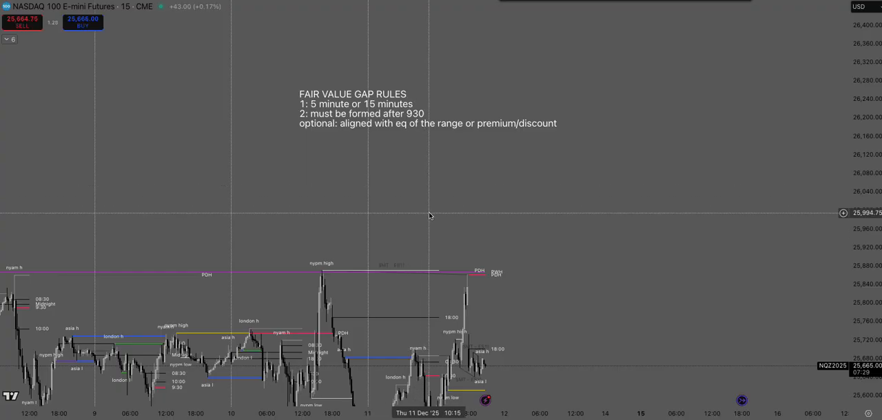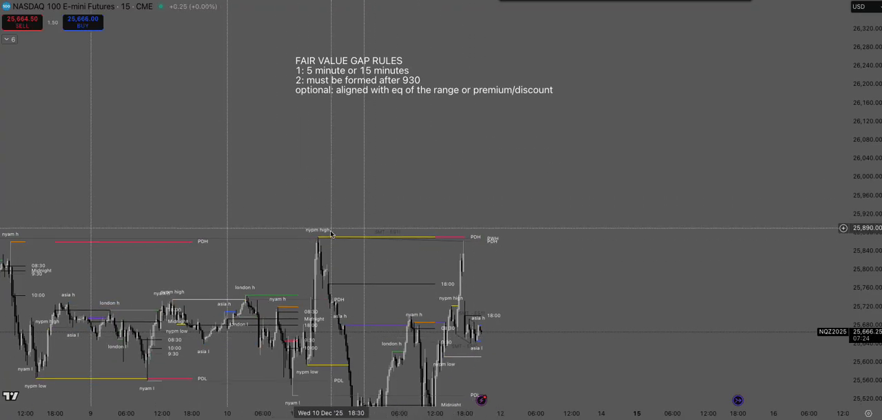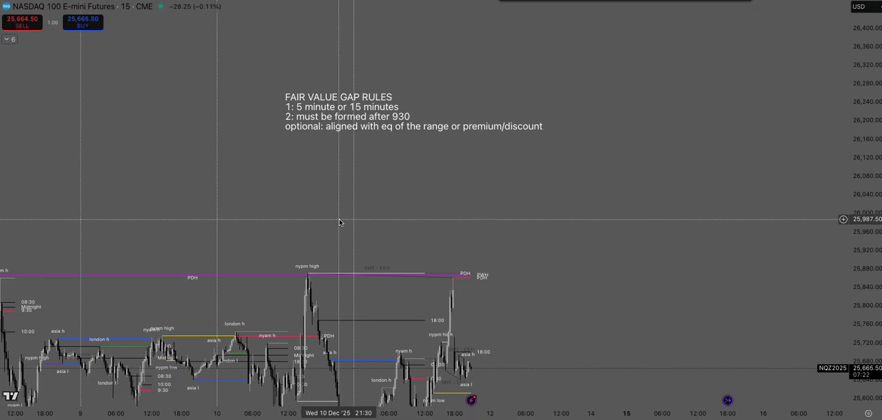They have to be formed after 9:30. Right when market opens, I'm not marking 5-minute gaps from before market open or from the previous day. I'm literally waiting for one to form during the market, so after 9:30. And then optional is that the 5 or 15-minute gap formed after 9:30 needs to be in equilibrium of the range or in a premium or discount, because this will just make it more probable.